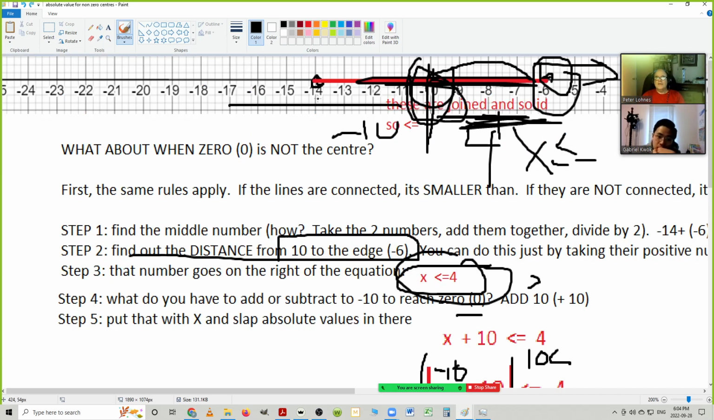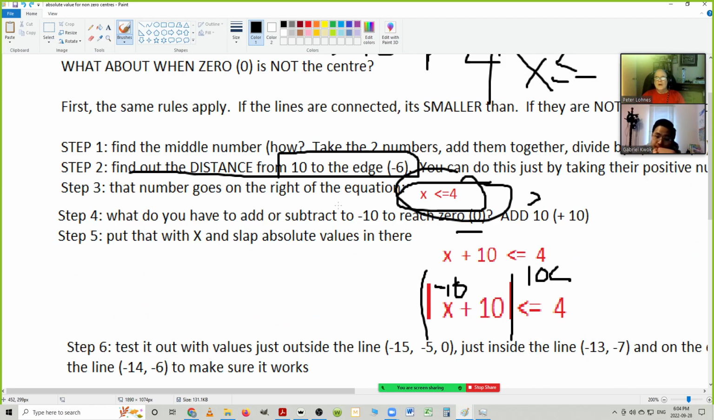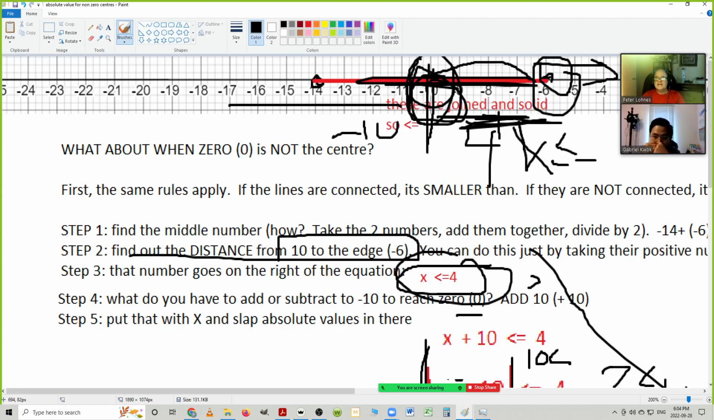Pick a number that would fall between minus 14 and minus 6. Pick something other than the middle, negative 10, because you want to check to see if the edge works. Negative 7, kind of near 6. What happens when I add 10? If I take negative 7 and I add 10 to it, it becomes positive 3, and then it gets absolute valued. So it's still positive 3. Is 3 smaller or equal to 4? Yes. That's why it is indeed on the number line.